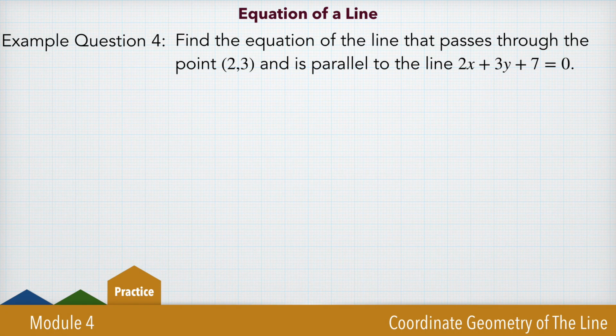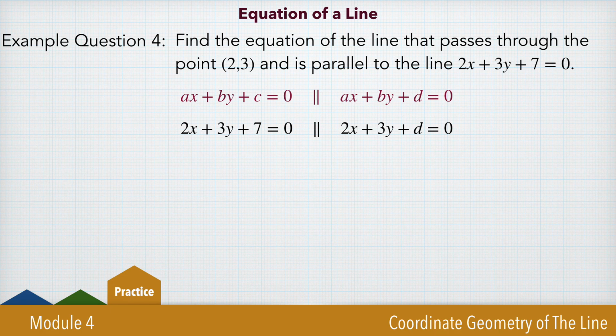This is a repeat of the last question, but we will use a different method. We are told that the required line is parallel to the given line. We know that parallel lines have the same coefficients on the x and y terms, but have different constant terms. Our required line will be 2x plus 3y plus d. We must now find d, the constant term.